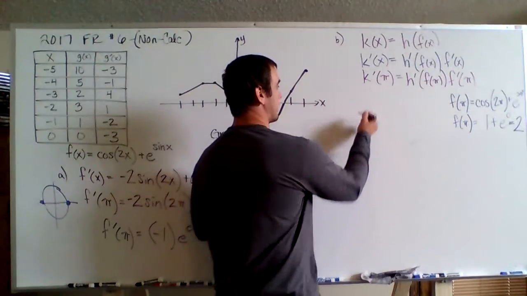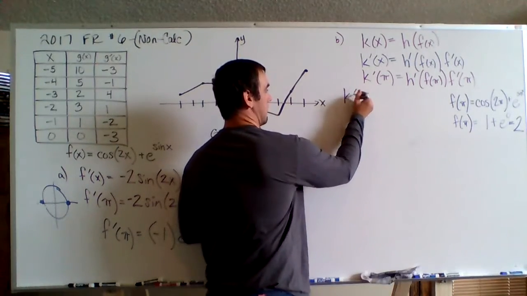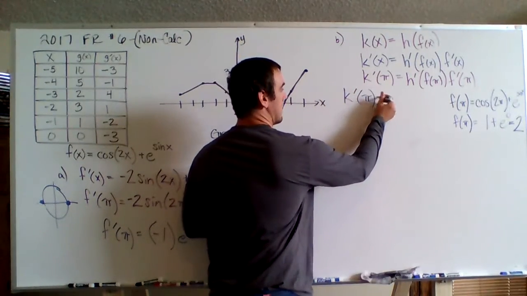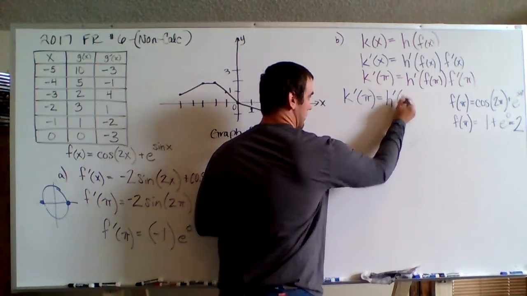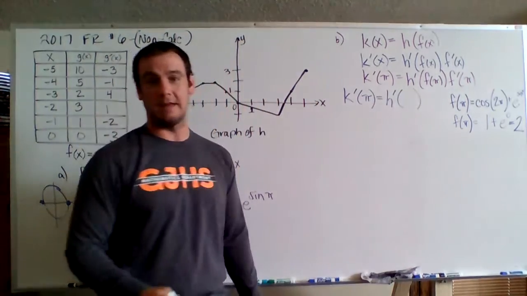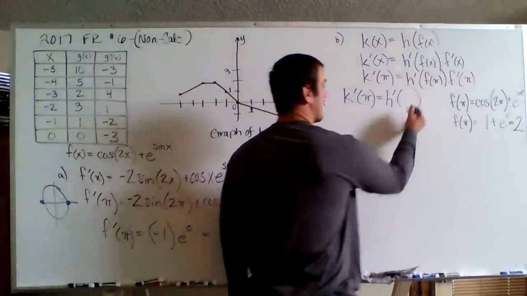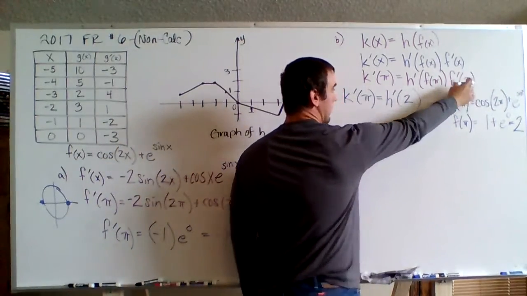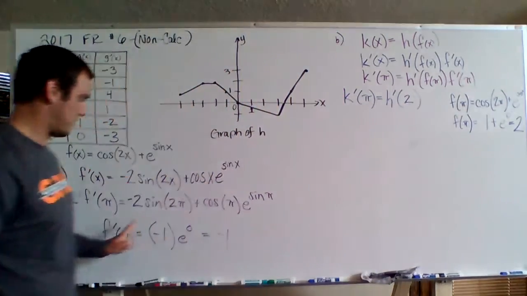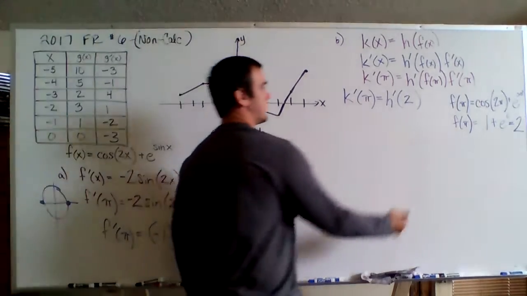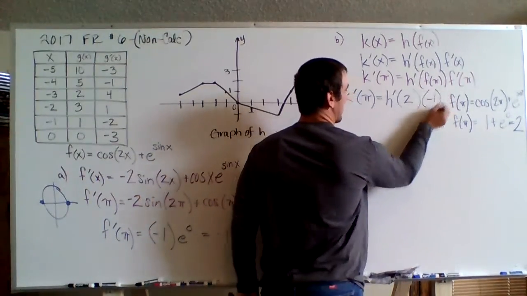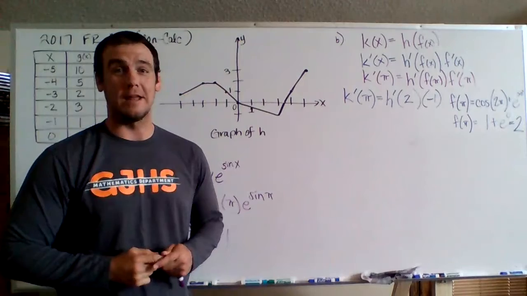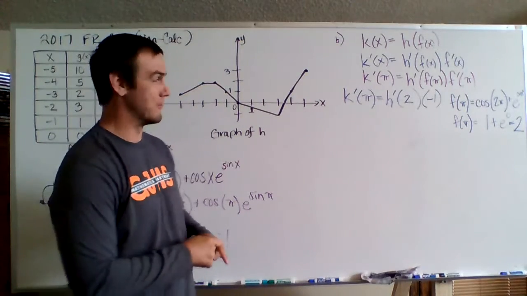So going back over here, we now have k prime of pi equals h prime. We know that f of pi is going to be 2. And we already know that f prime of pi was -1. So now we need to figure out what is h prime of 2.